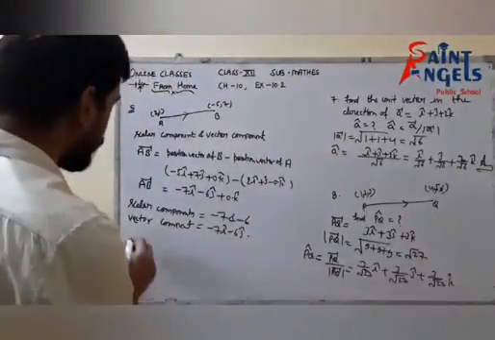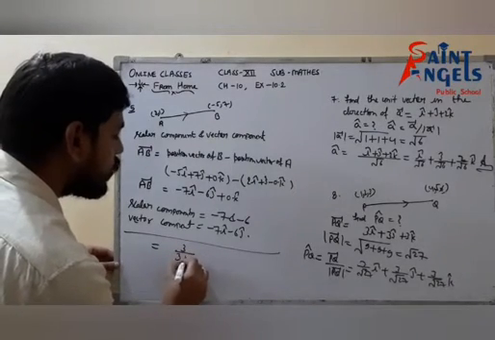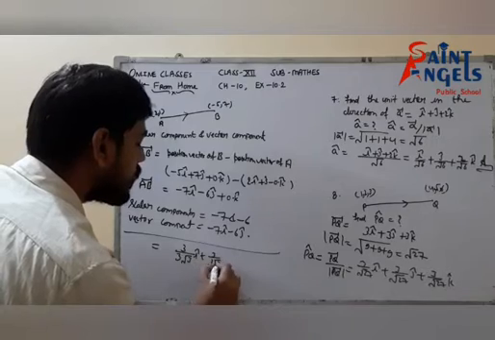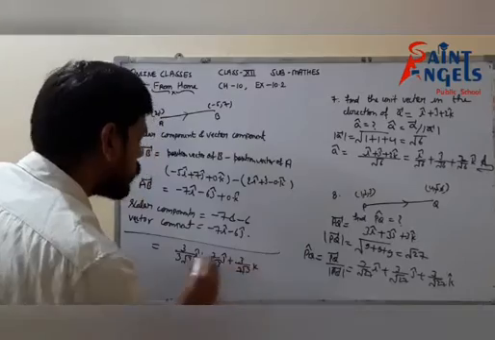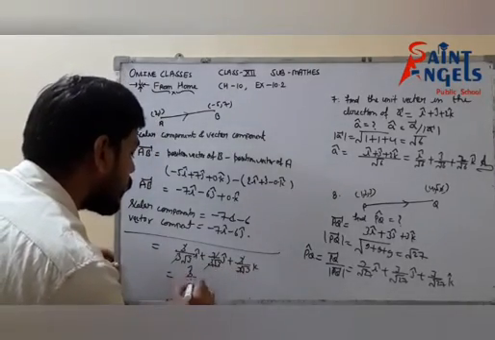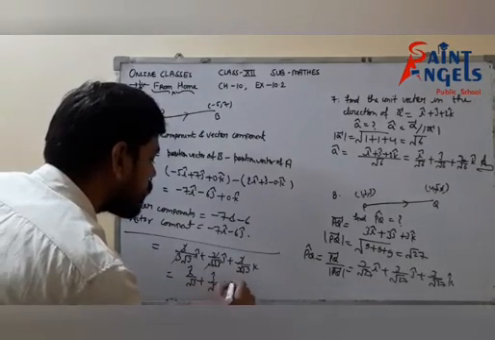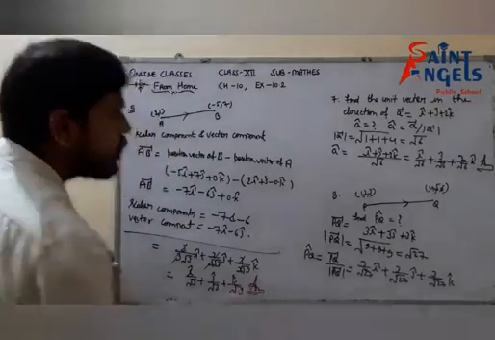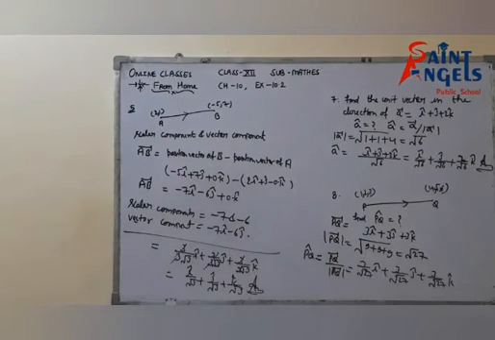Root 27 would be 3 under root 3. So 3 upon 3 under root 3 i plus 3 upon 3 under root 3 j plus 3 upon 3 under root 3 k. So that would be cancelled out. So the answer would be i cap upon under root 3 plus j upon under root 3 plus k cap upon under root 3. So this is the unit vector in the direction of the vector PQ. So students, please pause the video and note it down.